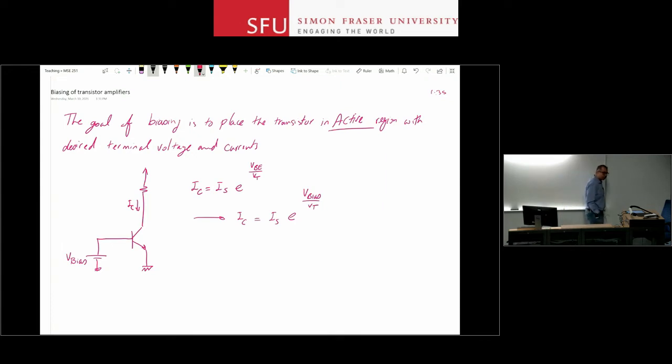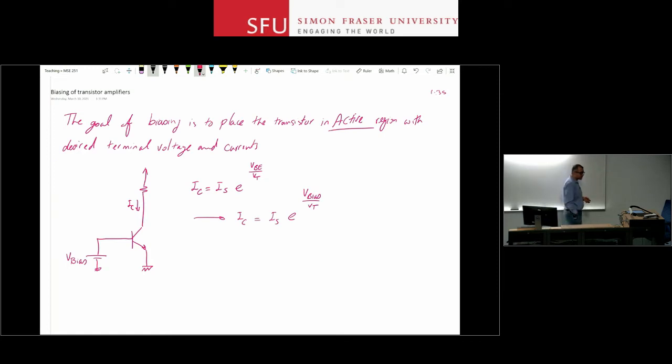Well, the reason that this is a bad idea is that we know that this IS value here is extremely sensitive to temperature variations. So you design this circuit for operation at 25 degrees. If your temperature changes to 26, 27, 30, IS will change correspondingly, and therefore IC will change by the same amount. So your IC is not well defined at all. It is just going to vary widely and wildly with changes in temperature, to say the least.